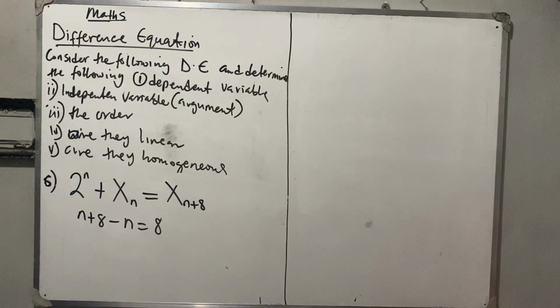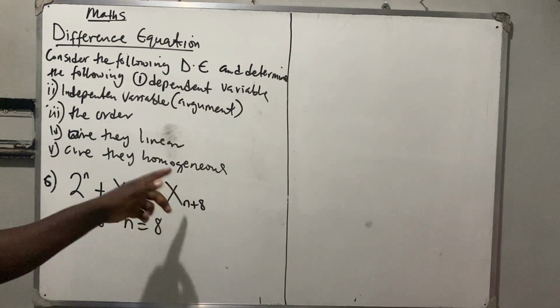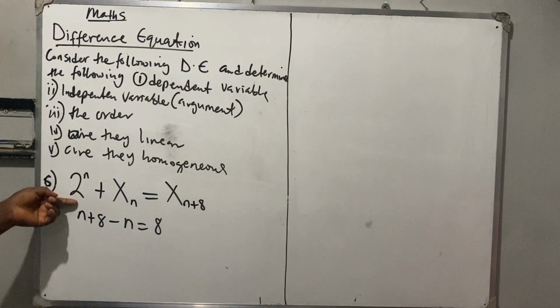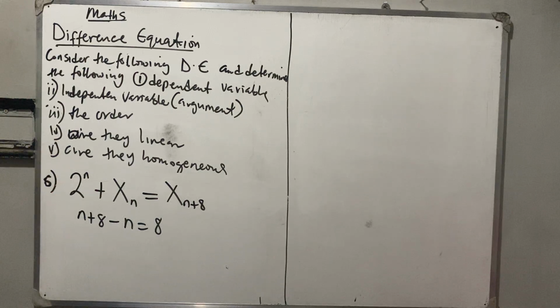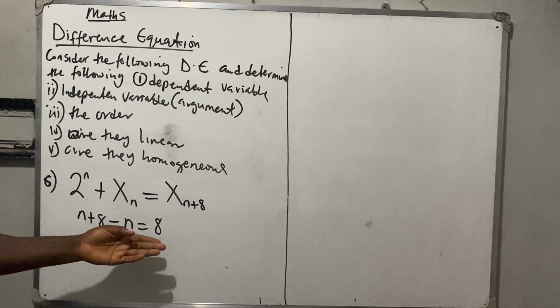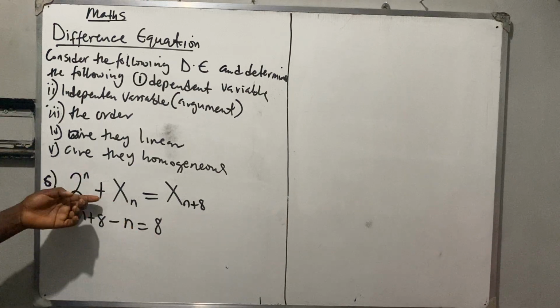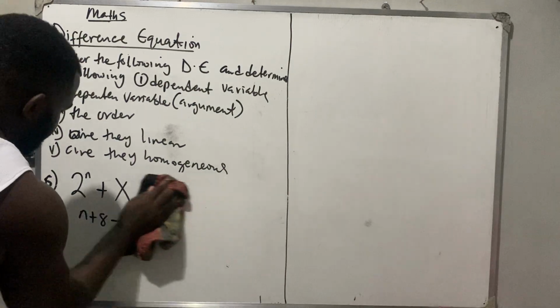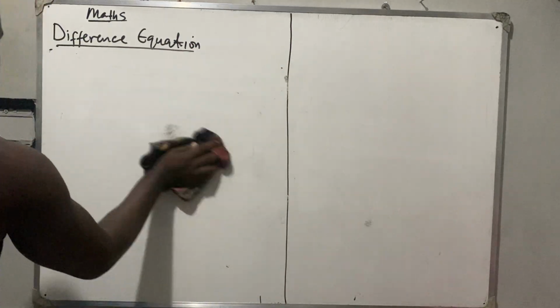Okay, is it linear? Yes, it's linear because the highest power of the dependent variable is 1. Is it homogeneous? No, because I cannot find the dependent variable in 2 raised to power n here. So it is not homogeneous. So we call it 8th order non-homogeneous linear difference equation. Okay, so let's clean this.